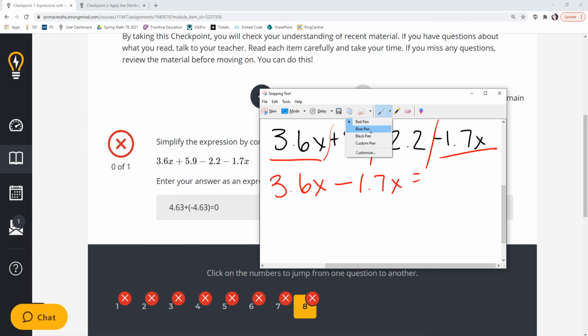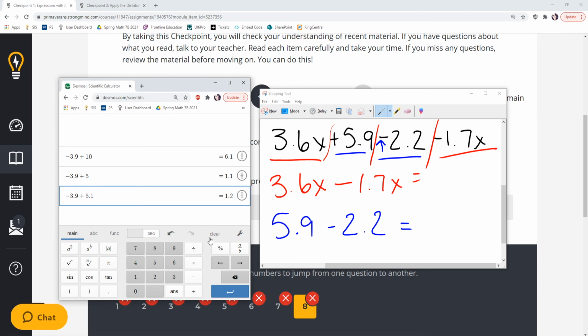And then with my other two, these are just numbers, right? And I can combine numbers because since there's no variables attached to them at all, they're plain numbers, those are also like terms. So I have 5.9 minus 2.2. And this is a minus, again, because this 2.2 has that minus sign in front, so I'm going to bring that down. From here, I'm going to type both of these into my calculator. Starting with this top one, I have 3.6, and I'm going to be subtracting 1.7 from it. And on the bottom one, I have 5.9, and I'm going to be subtracting 2.2 from it.